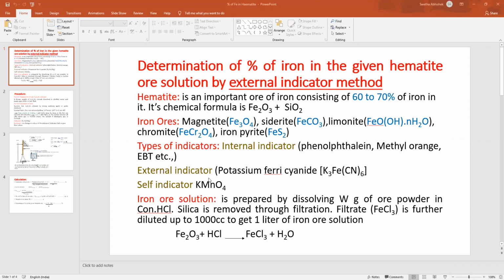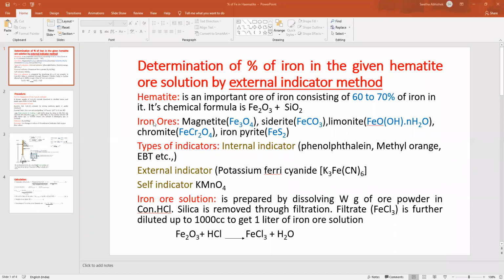The commonly used external indicator is potassium ferricyanide, which is a coordination compound, and the formula is K3[Fe(CN)6]. This is a commonly used external indicator, and the same indicator is used in estimation of iron also. There is also one more type of indicator which is called a self indicator. Self indicator means we don't add any internal or external indicator. The standard solution which is taken in the burette itself acts as an indicator, and the common example of self indicator is potassium permanganate.